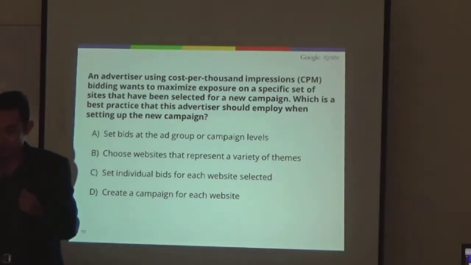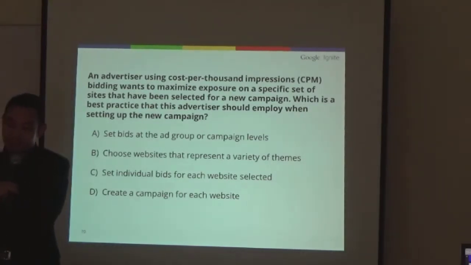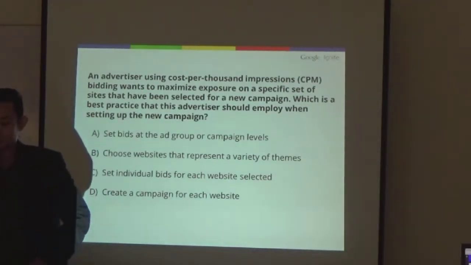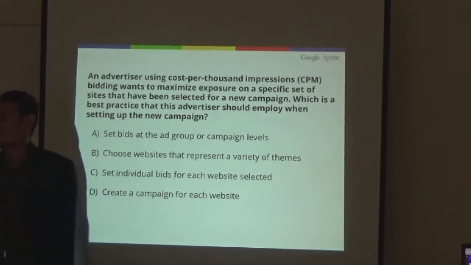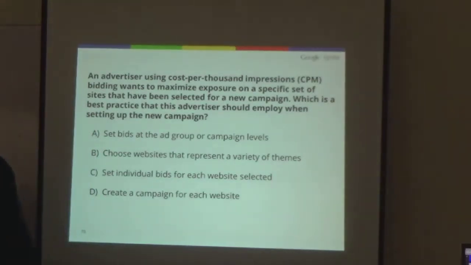A, set bids at keyword, wrong, at ad group or campaign level. True, false? Unknown, right? Some of you will be like, okay, what's the answer? Tell me the answer. I'm not going to tell you. How about B? Choose websites that represent a variety of themes. False, okay. C, set individual bids for each website selected. Or D, create a campaign for each website. Oh, that's a lot of work. Every website, targeting 1,000 websites, 1,000 campaigns.